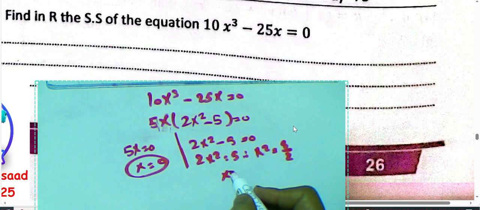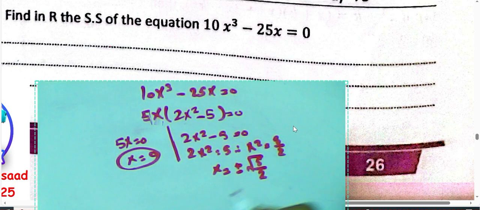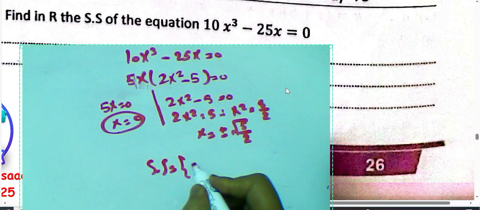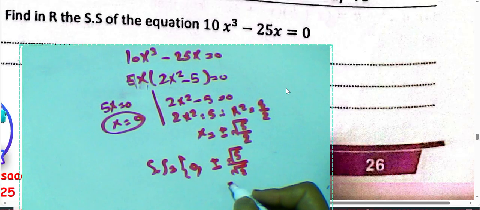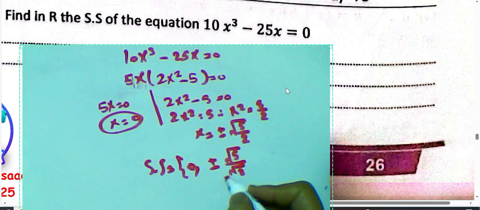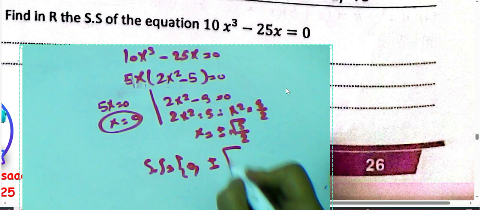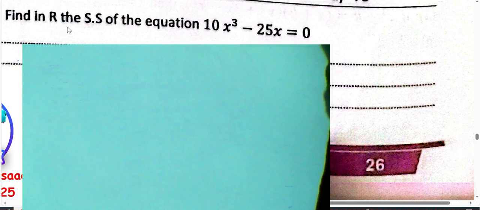You can find the value of x by taking the square root of the answer, positive or negative square root of 5 over 2. Then we have solutions here. The solution set will be 0 and positive or negative square root of 5 over root 2. You can simplify this also by multiplying the numerator and denominator by root 2, or write it like this. The question asks for the solution set in real numbers, so the answer may be a rational or irrational number. So we don't need to convert the numerator.